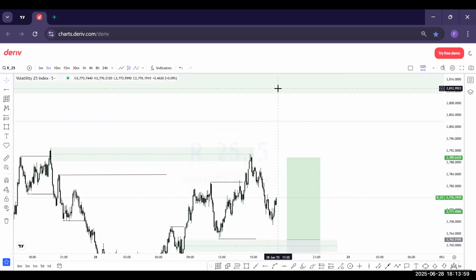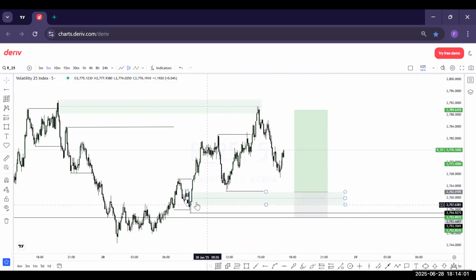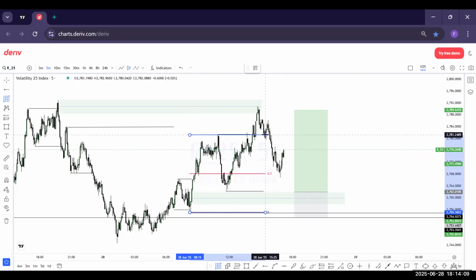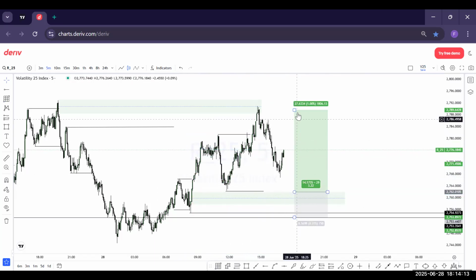The reason for this setup is because price is heading into this area. So the requirements: sweep, break, structure, inducement. Is it valid? Let's check. Confirmed, 100% valid. So this is my 1:3.